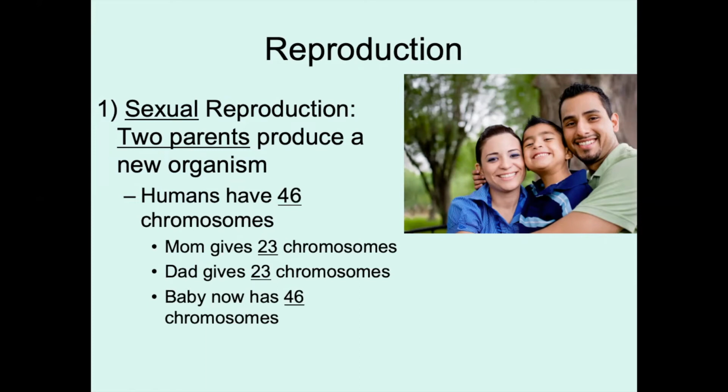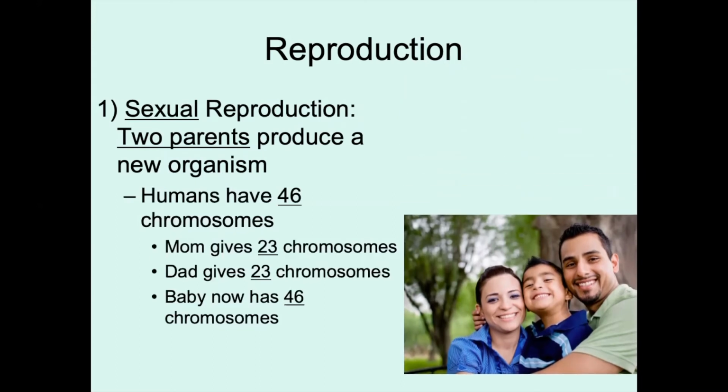Mom is going to copy them and give 23 of those copies to the kid. Dad is going to give 23 of his copies to the kid, and the kid now has 46, just like every other person. So now it's going to be a human being.